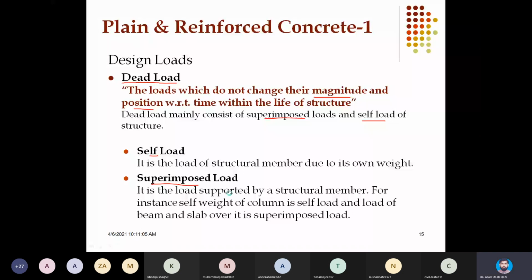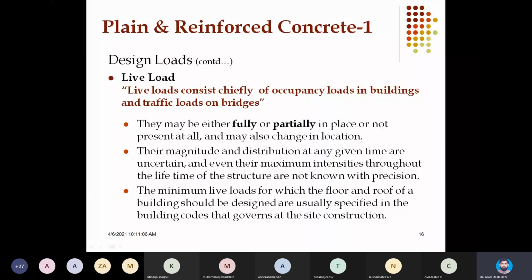Then comes the live load. Live loads consist mainly of occupancy load in buildings and traffic loads on bridges. They may be either fully or partially in place or not present at all. Like on Sunday, civil department, there is a holiday and there is no live load or students present in the department. So on all the floors, we have zero live load.